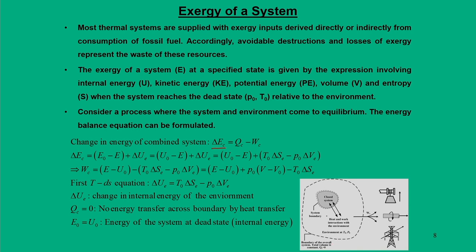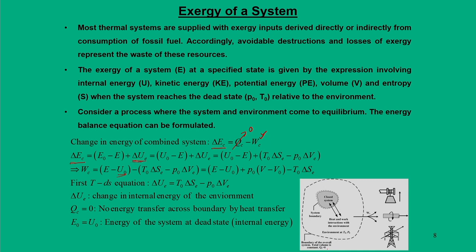As you can see, for the combined system there are no heat interactions, so Q_C is 0. So, we are left with delta E_C equal to minus W_C, and in fact, our main goal is to find out this W_C. Now, another way of representing the change in the energy of the combined system is that delta E_C is nothing but E minus E_0, where E_0 is the initial energy, which is nothing but U_0, the total internal energy at the dead state, and E is the energy at any arbitrary state, plus delta E of the environment.